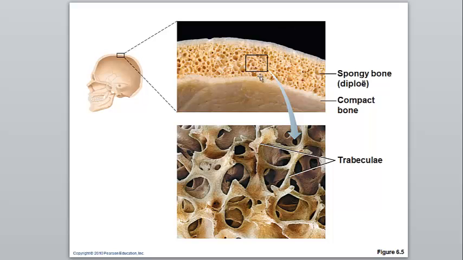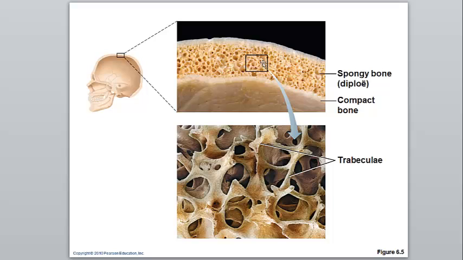You see over here, this is a cross section of a flat bone. That's your skull. You can see the outermost two layers. Those are the two compact layers, and sandwiched between them is your spongy bone. So that's basically what they call diploë: the spongy bone sandwiched between two compact bones on the outside.